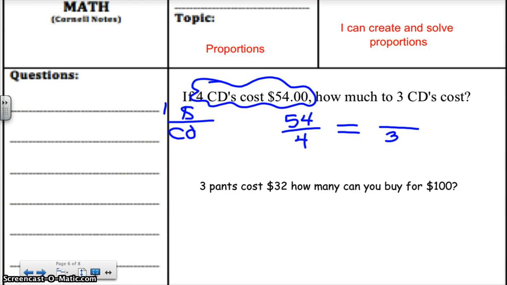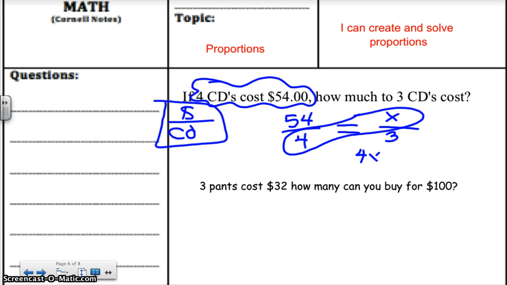I always write this, and you'll want to do that for tomorrow with that big packet of word problems. Figure out your relationship and then just fill in the blanks. Cross product, 4x equals, I don't know what that is. 162. Thank you. And now tell me what x is. 40.5.